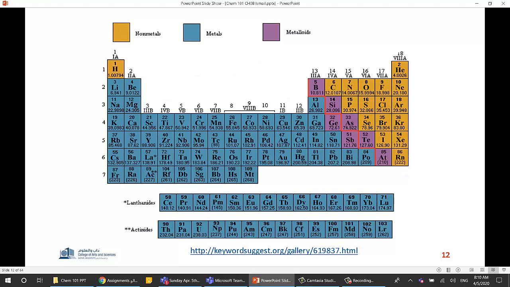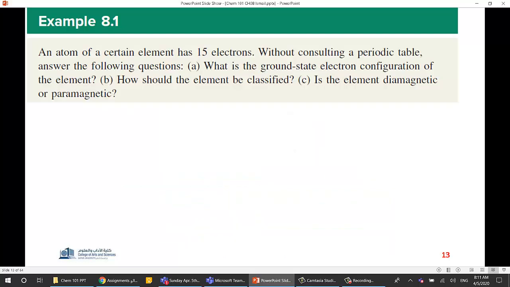So if you focus your vision here at group 4A, the carbon group, they have the same electronic configuration, but this group contains metals, non-metals, and metalloids. Even the oxygen group contains a metal, which is polonium, Po. So the chemical properties of a group are governed by the valence electrons, but this is not a general rule. Here is a question: an atom of a certain element has 15 electrons.